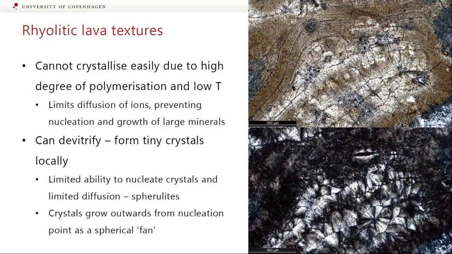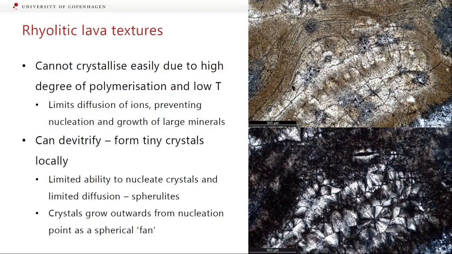them to crystallize because they're so highly polymerized, they're incredibly viscous, and they're quite low temperature. So it really limits how ions can diffuse around. So it can make it quite difficult for crystals to nucleate. And once they nucleate, they can only scavenge whatever ions are in the surrounding area. It's not like our classic phenocryst growing in a magma chamber where it's floating freely in magma and you can grow a layer and then grow another layer and kind of build it up.